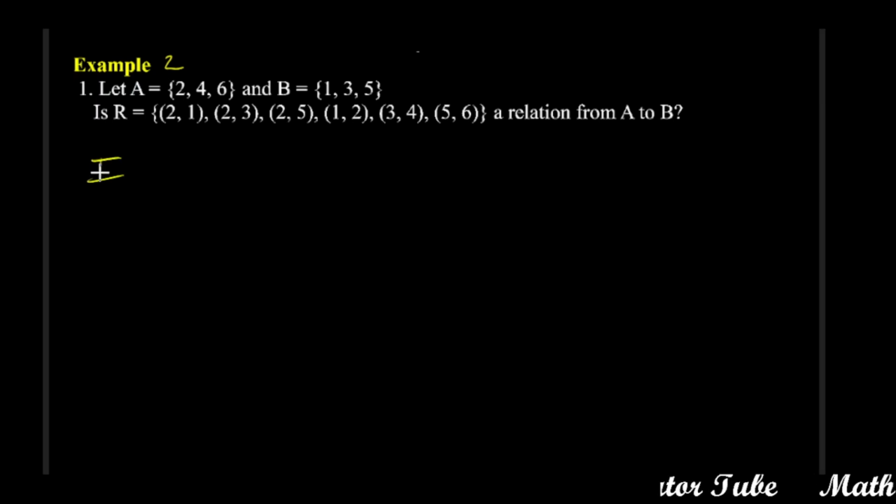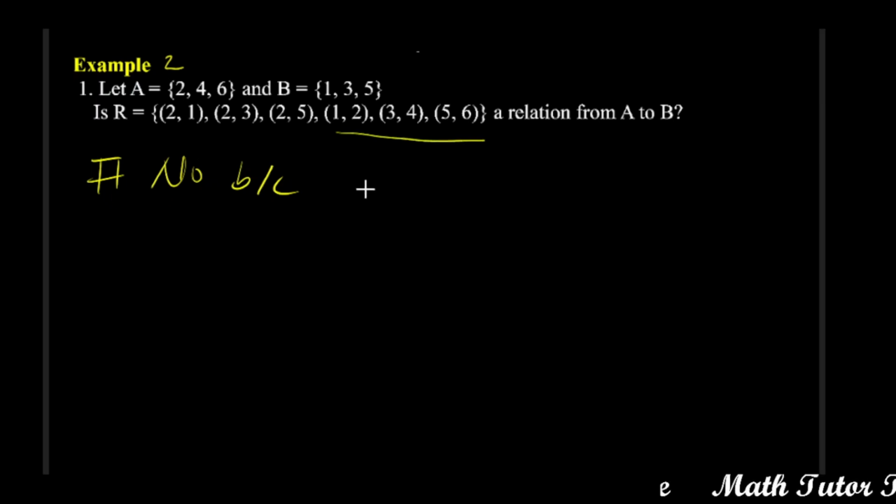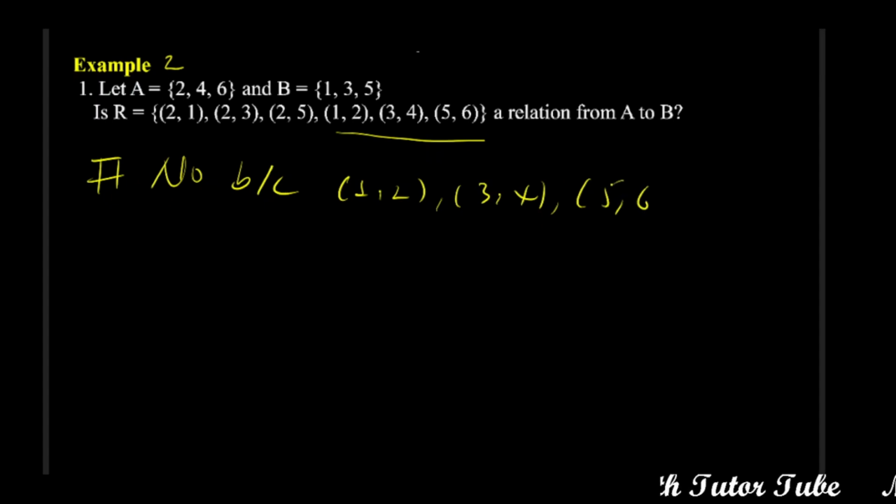Now the answer is no, because these members are not elements of A cross B. The ordered pairs (1, 2), (3, 4), (5, 6) are not elements of A cross B. If this is a relation from A to B, the members of a relation must be taken from A cross B. But these pairs (1, 2), (3, 4), and (5, 6) are not taken from A cross B.